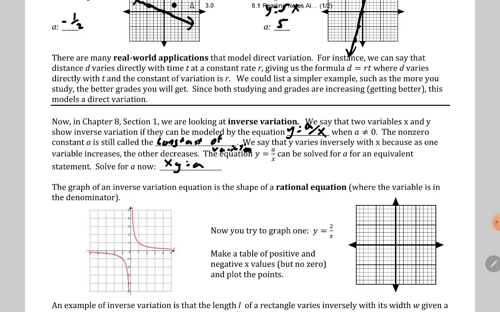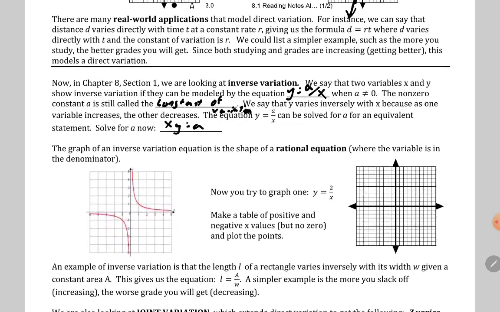The graph of an inverse variation equation is the shape of a rational equation where the variable is in the denominator. So this left picture here. Let's try to graph one. So basically what's going on here is there is a vertical asymptote, because if you compare it to the other graph, you see how it's approaching the y-axis but never touching.